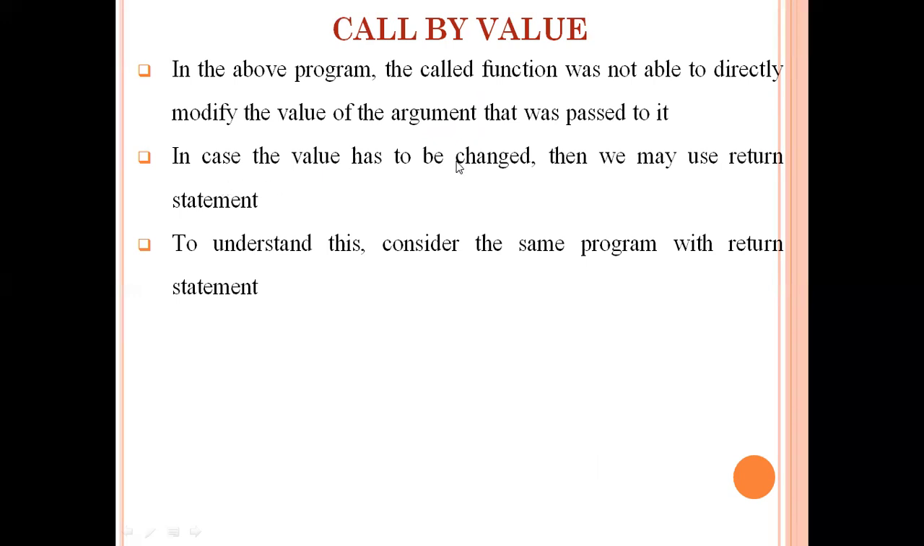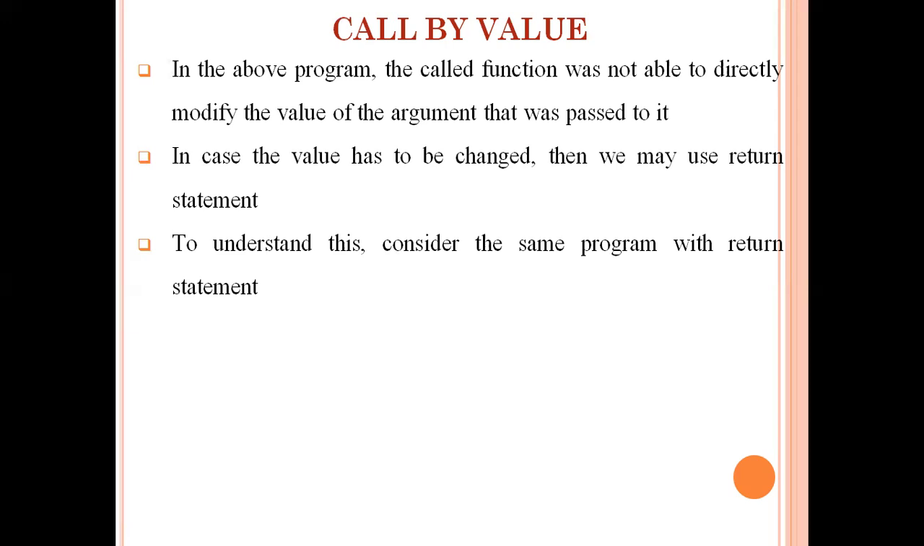In case the value has to be changed, then we may use a return statement. In the previous program, the value modified by the called function is not reflected or passed to the calling function. Suppose in some cases, we may want to change the value of the variable in both the called function as well as in the calling function. In such a case, we may use a return statement in the called function, and we may use a variable in the calling function to store the value returned by the called function.